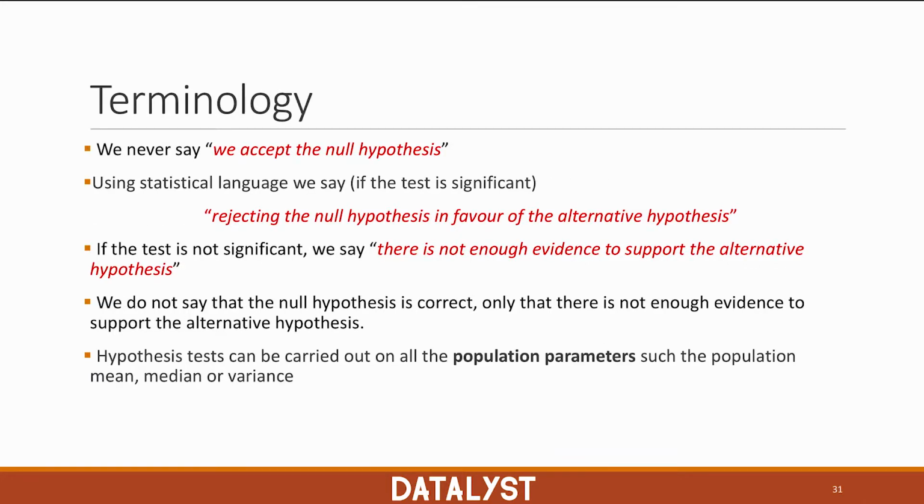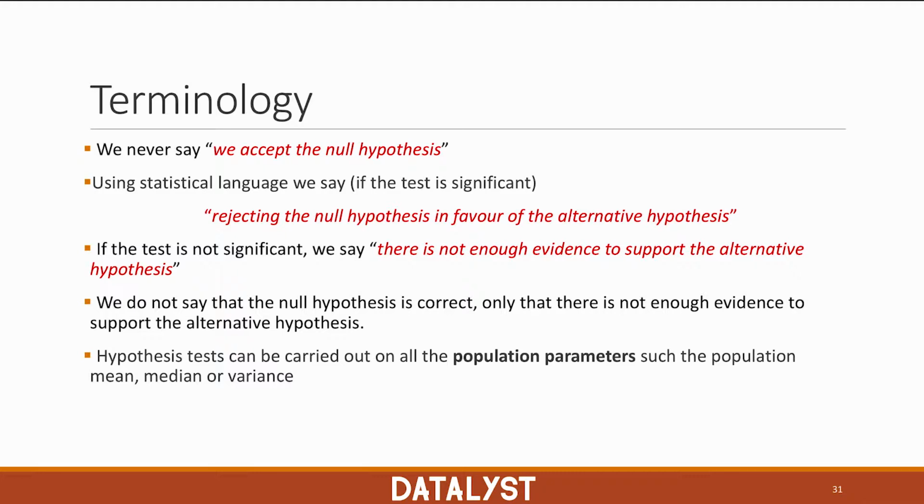A very important note here is that we never say that we accept the null hypothesis. What we say is that we reject the null hypothesis in favor of the alternative hypothesis, or that there is not enough evidence to support the alternative hypothesis. There are some epistemological reasons as to why this happens. In general, you can treat this as standard phrasing. Basically, we assume that we can't really know whether a null hypothesis is true. However, we know when we can reject it.